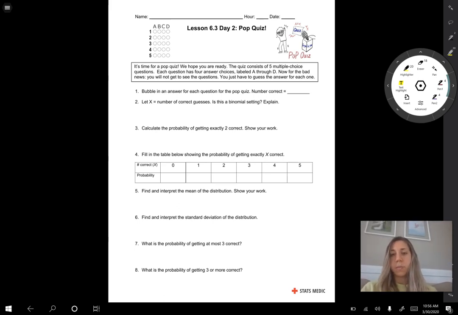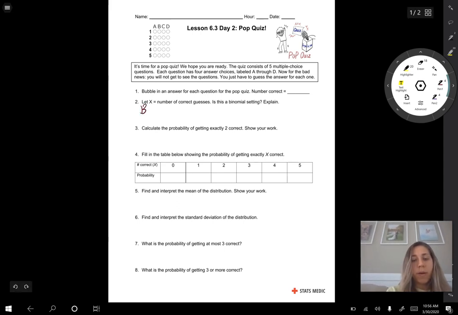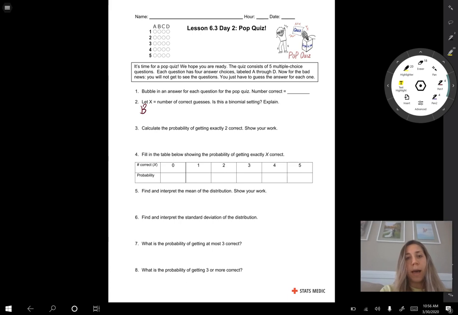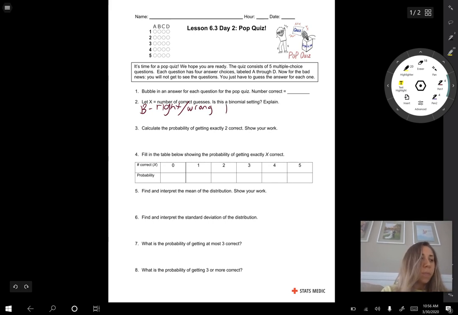In this case, we need to be checking BINS. So B stands for binary. There are 2 options. Your success would be getting the answer right. Your failure would be getting the answer wrong. I stands for independent, which means each question is independent of the next.